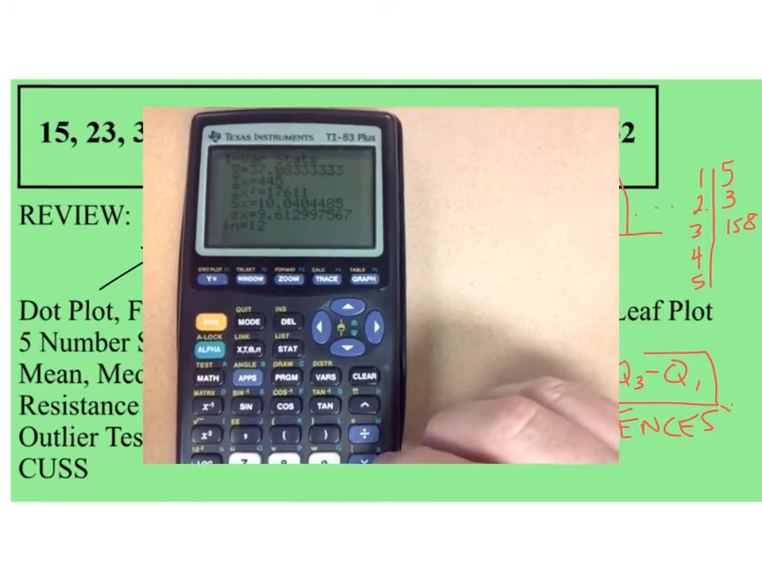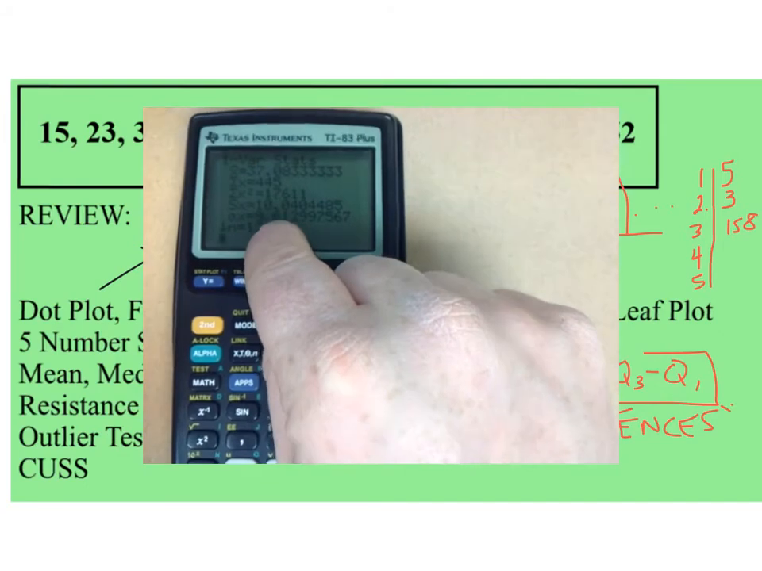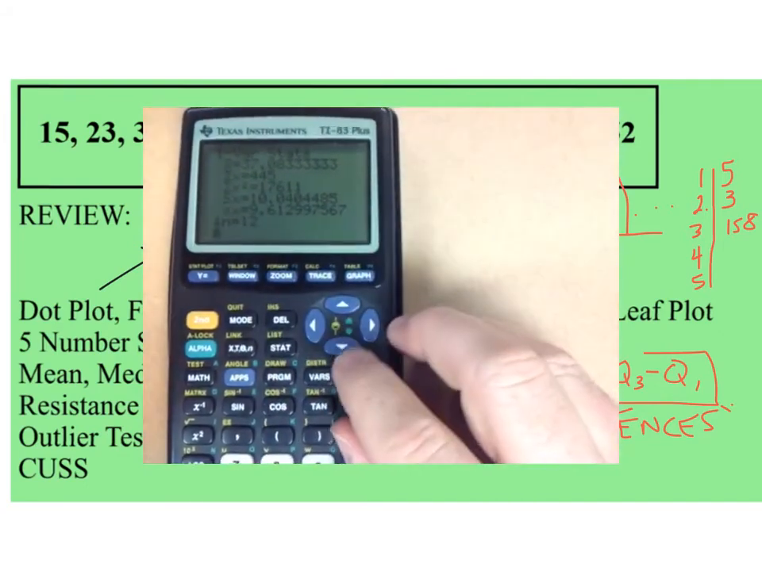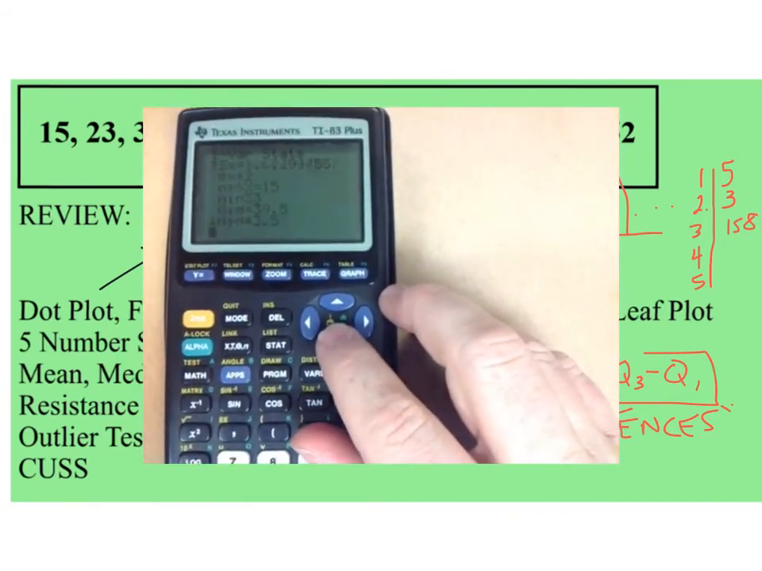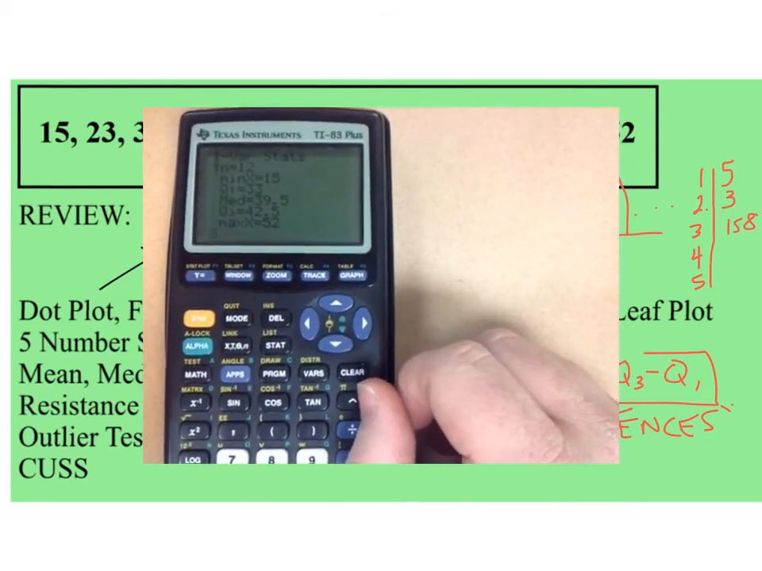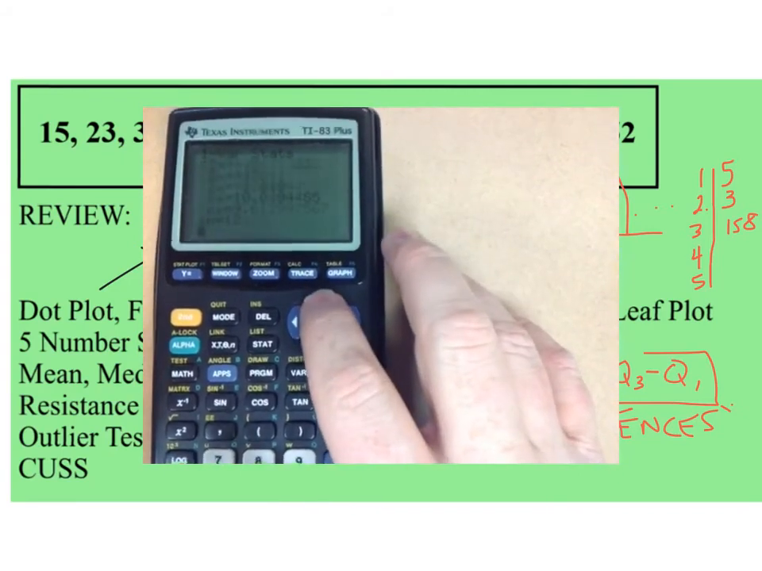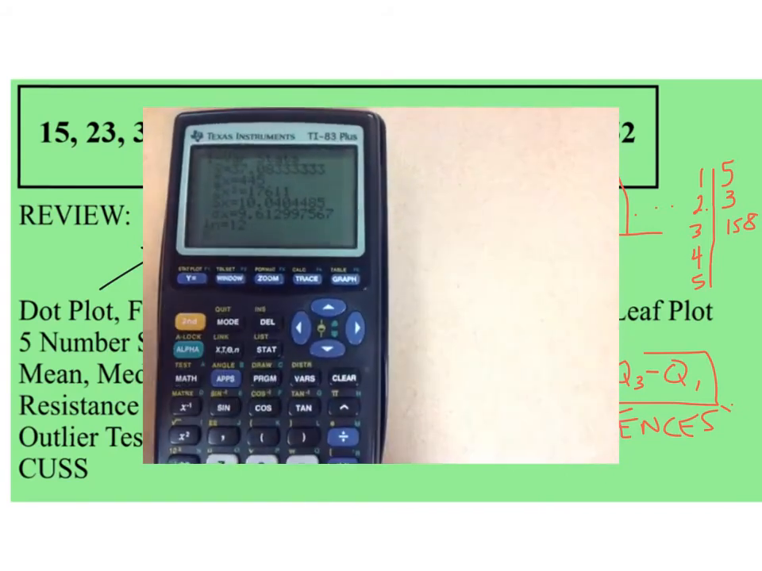You can see the very first thing up there is the mean, the X bar. You can see the sample deviation, that Sx, and standard deviation. And if you scroll down, there's your 5-number summary. So again, you should not be calculating any of these things by hand. You should be able to use that one variable stats to get all the information you need.